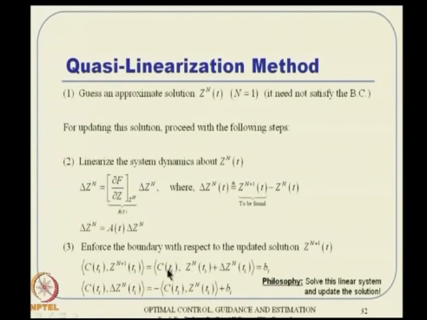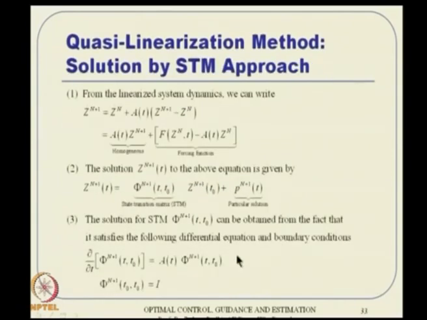The inner product of A and B plus C is nothing but the inner product of A and B plus the inner product of A and C. So, using that I will be able to split that, and then write that the inner product of C of t i and z n of t i is nothing but the negative of that plus b i. Anyway, where are we heading actually? That will be apparent in a while.